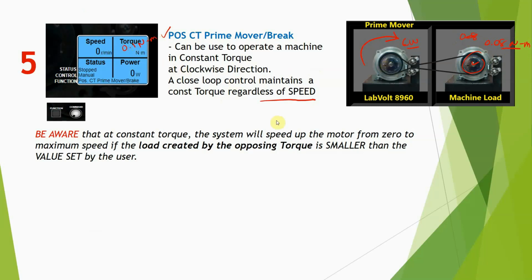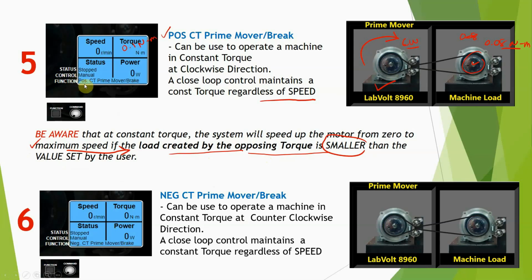So what will happen? The effect is that because your source is very powerful, it will bring this motor to a maximum speed, right? If the load created by the opposing torque is smaller compared to the prime mover, it will bring you to the maximum speed because this is very powerful. So you have to take note of that. Maybe you might wonder, why am I at the maximum speed? So you should know.